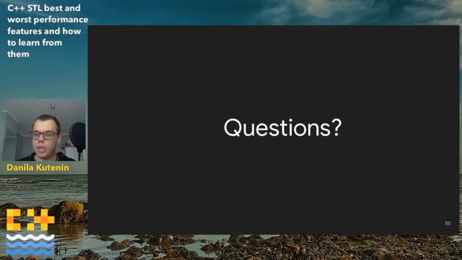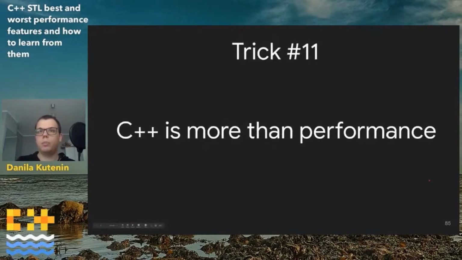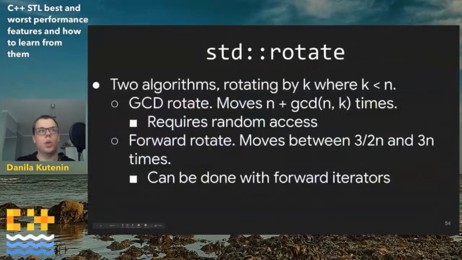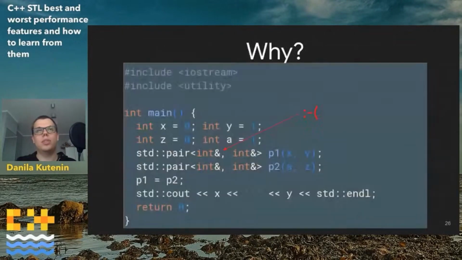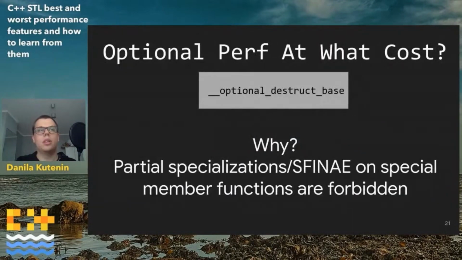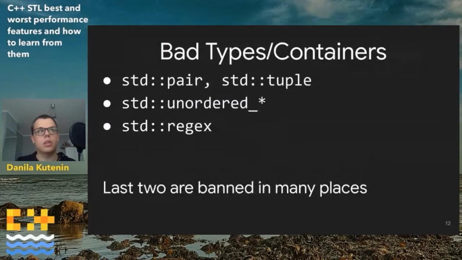Why is tuple banned in many places? How exactly is it a bad type? It is not banned in many places. In the slide, I showed you that only the last two were banned in many places, but unfortunately, standard tuple is not good, for example, for serialization or deserialization. So the last two are banned in many places. Not standard pair, standard tuple.